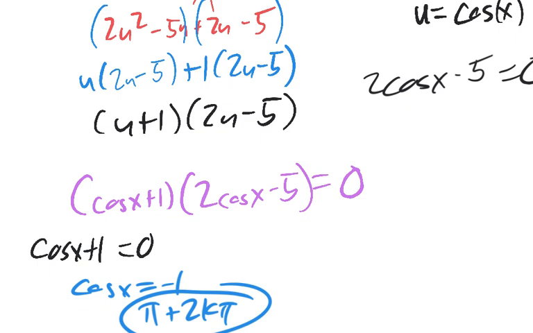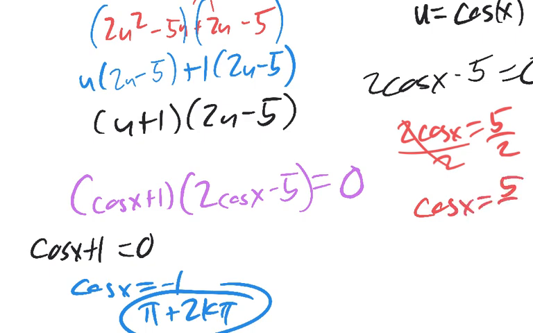Now looking here, I get 2 cosine of x equals 5, divide by 2. Now I get cosine of x equals 5 halves. Is that a ratio you're familiar with? No, so what would I need to do to find x? Inverse cosine of both sides? And then once you do that, then we'll have a discussion. We'll have a little talk. Because I don't know if you're going to like what you see.